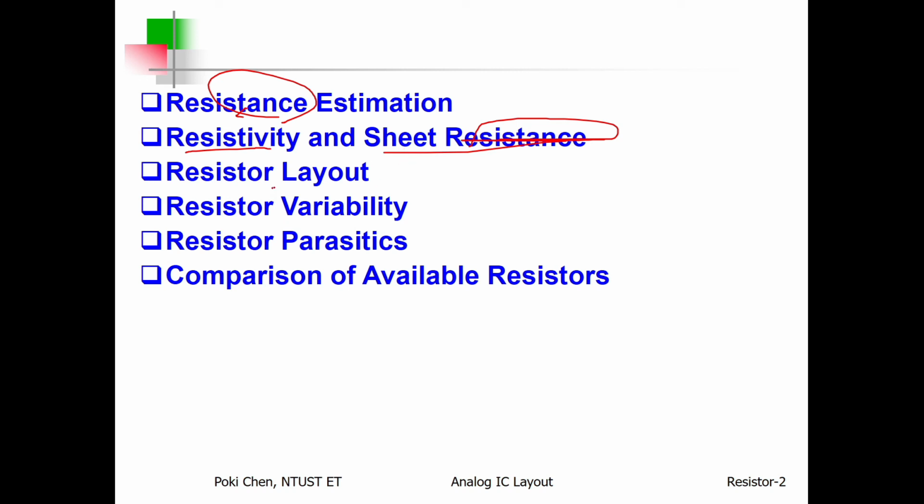Then I would like to tell you how to do a good enough layout for resistor. And then you need to face the variability of resistor after fabrication. Then you need to focus on the parasitics of resistor. Then we will have a comparison among all those available resistors on chip.